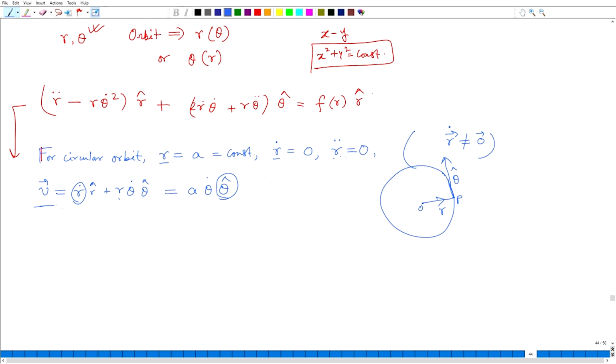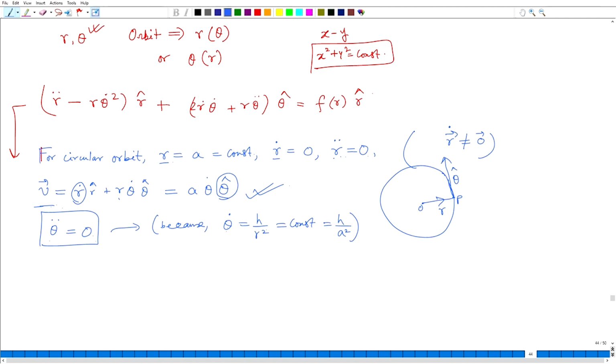For example, the motion in a circle can be easily recovered from this type of formulation, because this is quite general. Okay. Now, also we know that theta double dot is 0. Why is that? Because theta dot, which is h by r square, is now constant, because this has now become h by a square, and that is why theta double dot is 0. Theta dot is not 0, it is a constant, but theta double dot is 0.